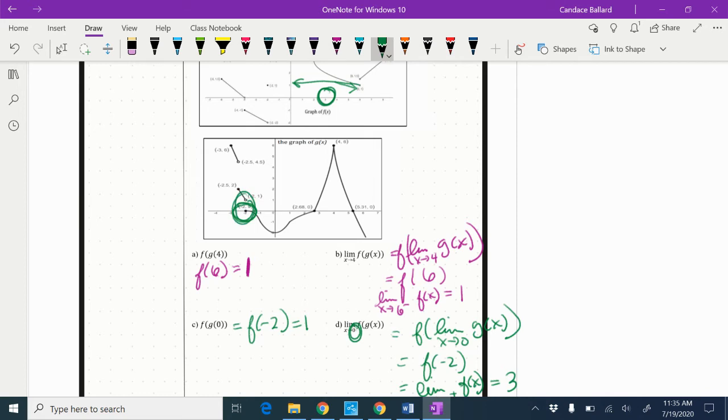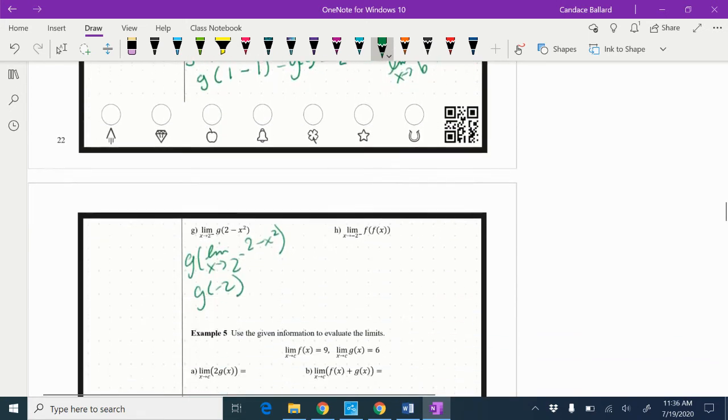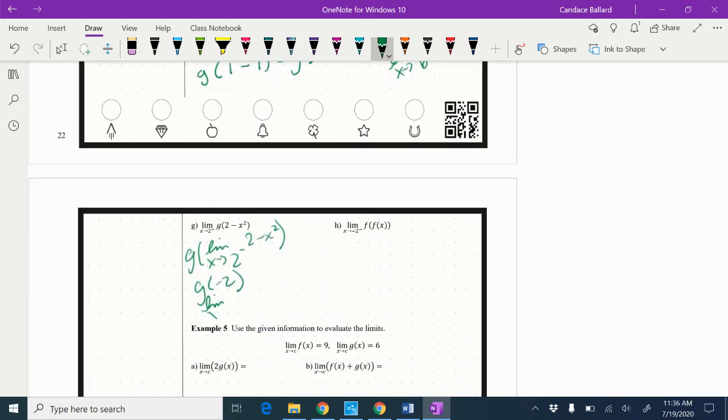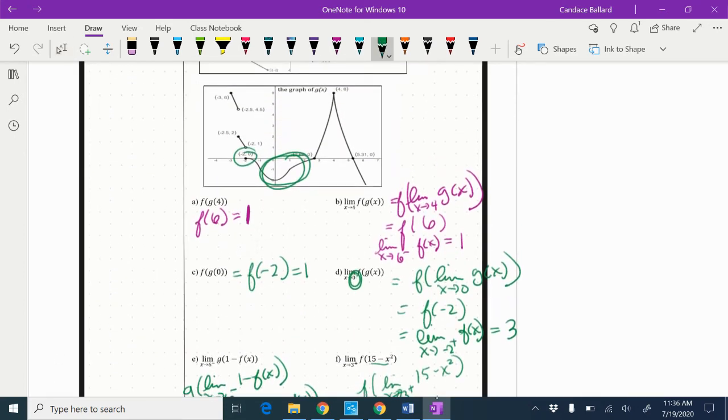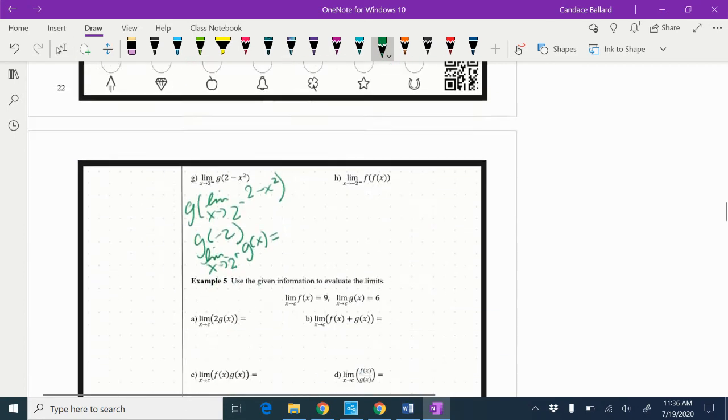I apologize, I am looking at the wrong thing. It's not continuous, so I need to pick which side. Our original value was 2, and 2 is to the right. So I'm going to look at it from the right side this time. So I'm going to go the limit as x approaches -2 from the right of g of x. And when I look at that value from the right side, it looks like it's at 0.